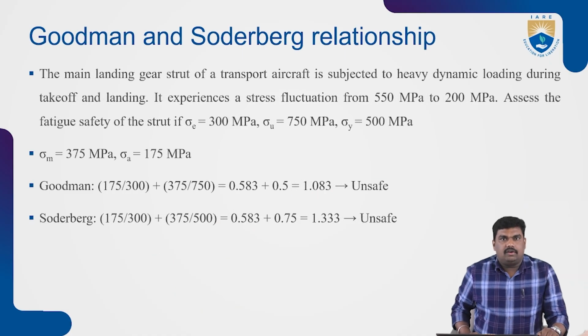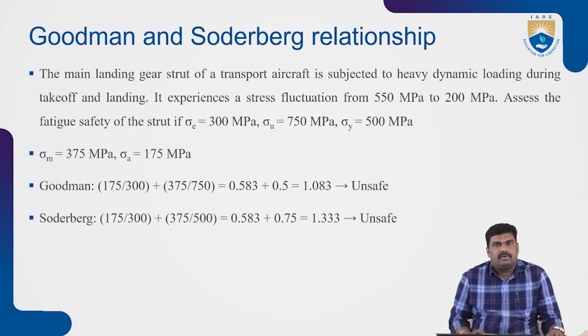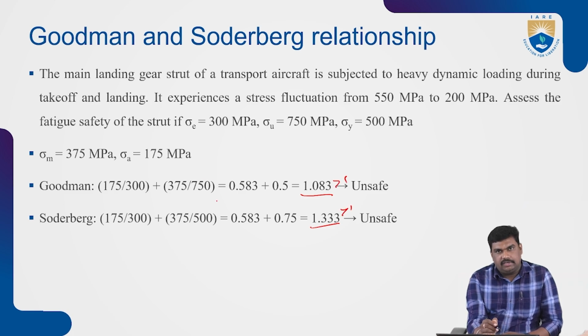The main landing gear strut of a transport aircraft is subjected to heavy dynamic loading during takeoff and landing. It experiences a stress fluctuation from 550 megapascal to 200 megapascal. Assess the fatigue safety of the strut, if your endurance limit is 300 megapascal, ultimate strength 750 megapascal, and sigma y is 500 megapascal. Again, you have to calculate the mean stress and stress amplitude. If you substitute in the equations, the final answers you will get are 1.02 and 1.33. This is greater than 1, but the Goodman and Soderberg condition is equal to 1. So if it is greater than 1, this condition is unsafe, right?